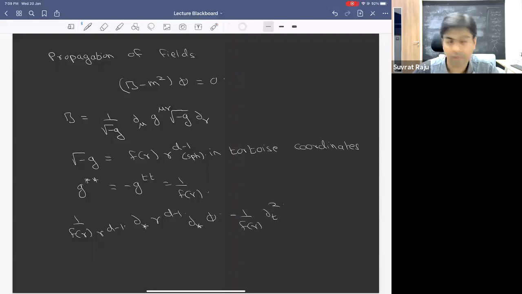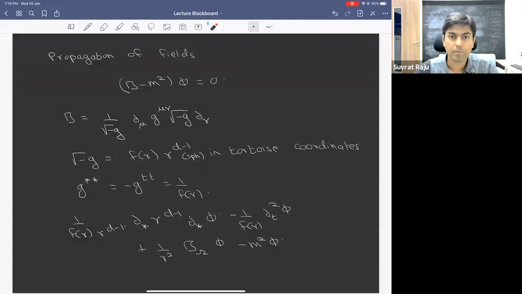Here everything cancels out except for this: the root minus g cancels out, and this f of r is just coming from the g_tt term. Okay? And then we have a plus 1 over r squared into the Laplacian on the sphere acting on phi, and minus m squared acting on phi. So there are, as Sunil pointed out, all these terms which come from the angular part, but all of those just go into the Laplacian, which acts on the sphere, which is acting on phi.